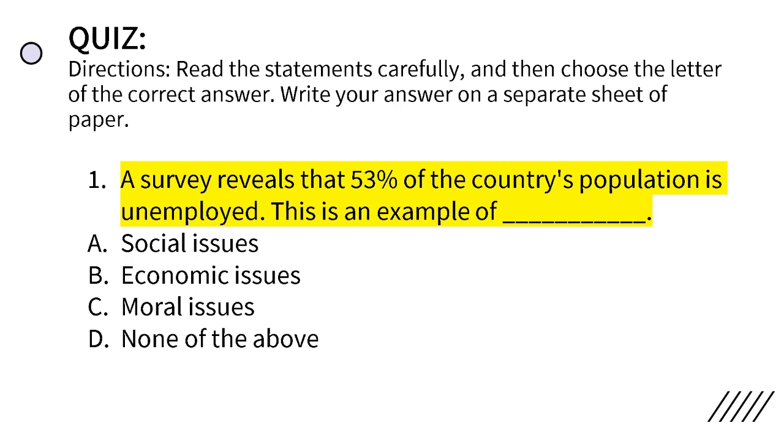Let's have number 1. A survey reveals that 53% of the country's population is unemployed. This is an example of A. Social issues, B. Economic issues, C. Moral issues, or D. None of the above. Very good. The answer is economic issue, letter B. It's more of unemployment. The keyword there is unemployed.